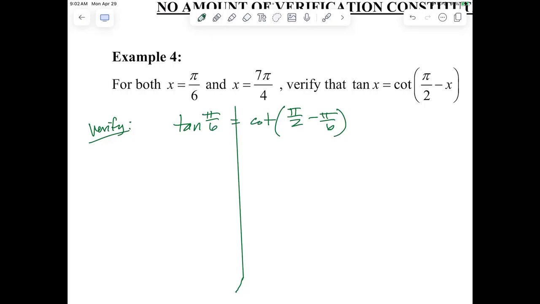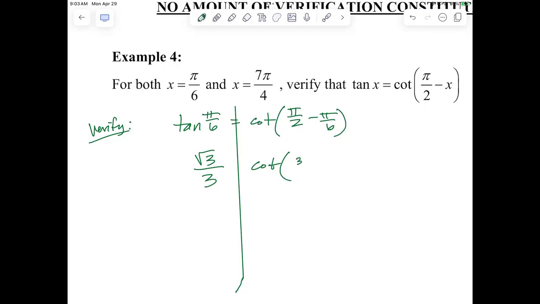So what is tangent of pi/6? You all remember from our unit circle days? I evaluate the left side. Square root of 3 over what? 3. Very good. Tangent of pi/6 is square root of 3 over 3. Hey, what's the inverse tangent of square root of 3 over 3? Or the arctangent of square root of 3 over 3? Pi/6. Very good.